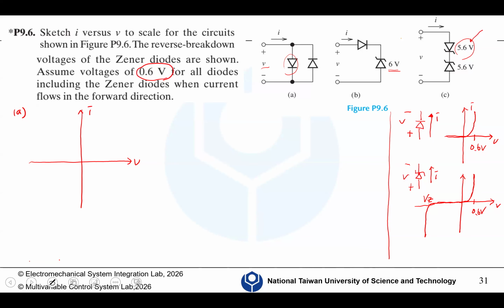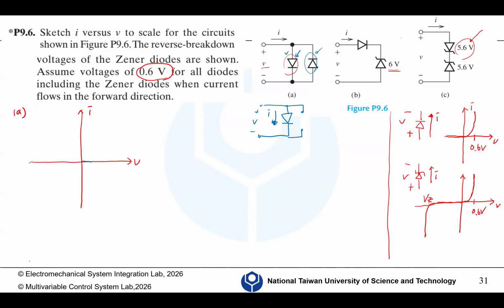So if V is larger than 0, we look at this diode. At this moment, this one is off, because it's under reverse bias. So it's just like this: positive, this is V, this is I, and this is an open circuit. So we just need to focus on this diode only.